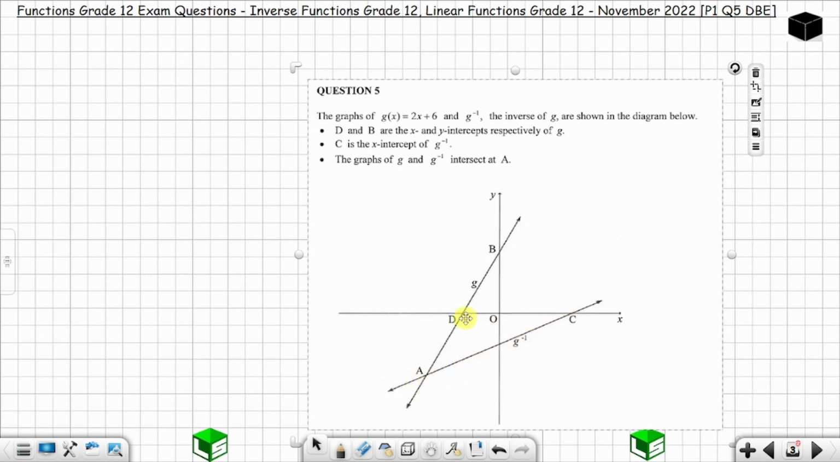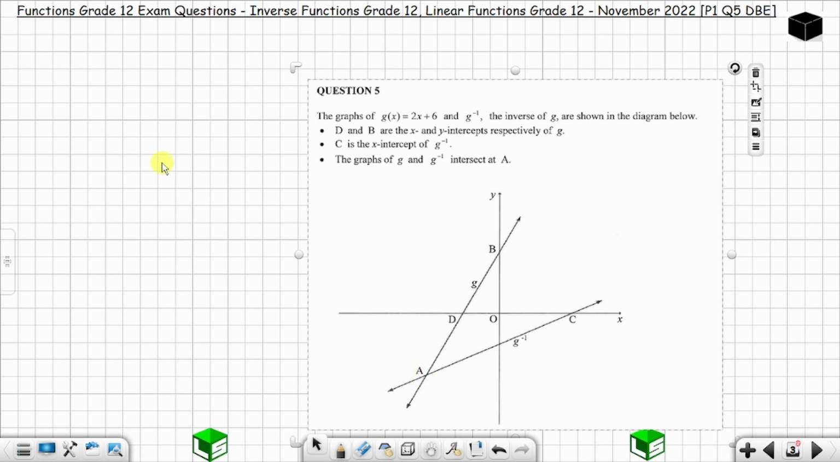You can see D is the x-intercept of g, and B is the y-intercept of g. C is the x-intercept of the inverse of g. The graphs of g and the inverse of g intersect at A. There's the point A, the point of intersection of the graph of g and the inverse of g.